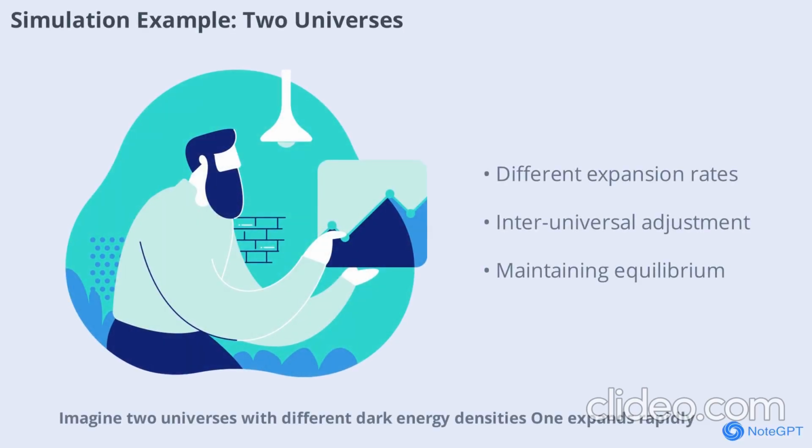Imagine two universes with different dark energy densities. One expands rapidly, the other more slowly. Their interaction through gravity or quantum entanglement can cause each to adjust its expansion rate, maintaining the multiversal equilibrium. This scenario is modeled mathematically in the multiversal CEC framework.